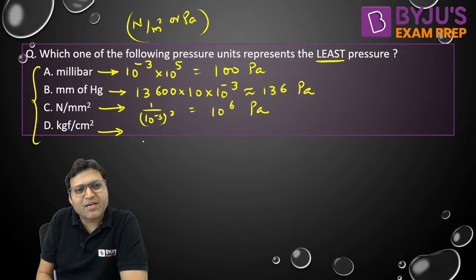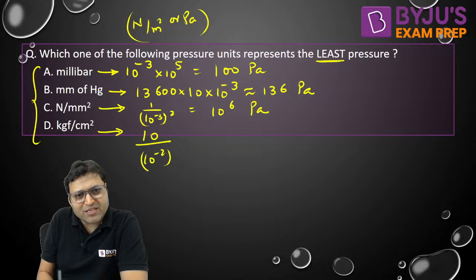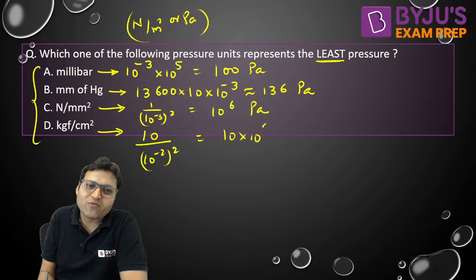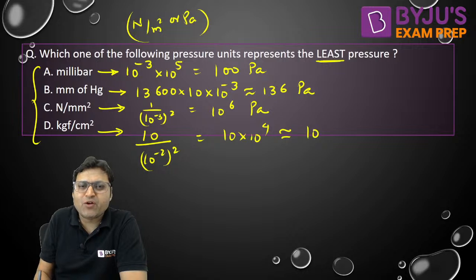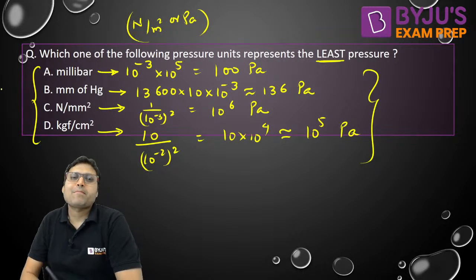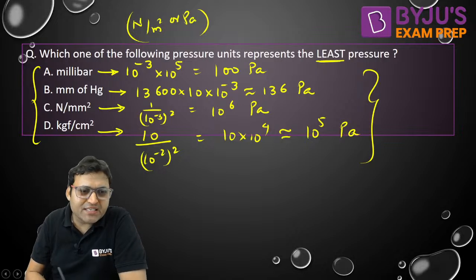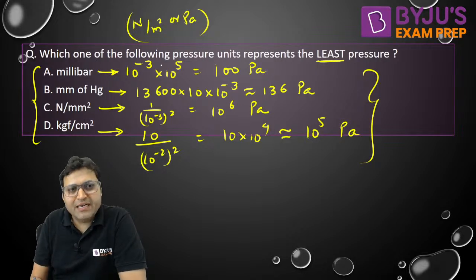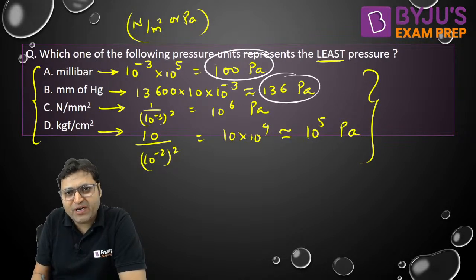1 kgf per centimeter square, 10 upon 10 to the power minus 2 square, so it will be 10 into 10 to the power 4, that will be around 10 to the power 5 Pascal. So these are the conversions of different units into the same unit, isn't it?